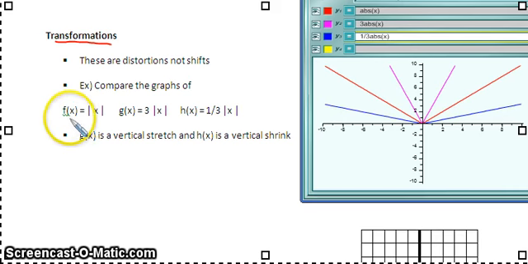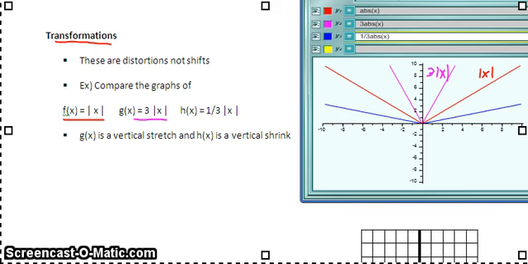So if I want you to look at the parent function, again, I'd like you to have three different colors with you, maybe a pen, a pencil, and a highlighter, or maybe specifically 3 highlighters. If you have the absolute value of x, and that's what this red graph is here, that's our parent function. What we're going to do to get to the pink graph, which is 3 times the absolute value of x, is multiply the parent function by 3.